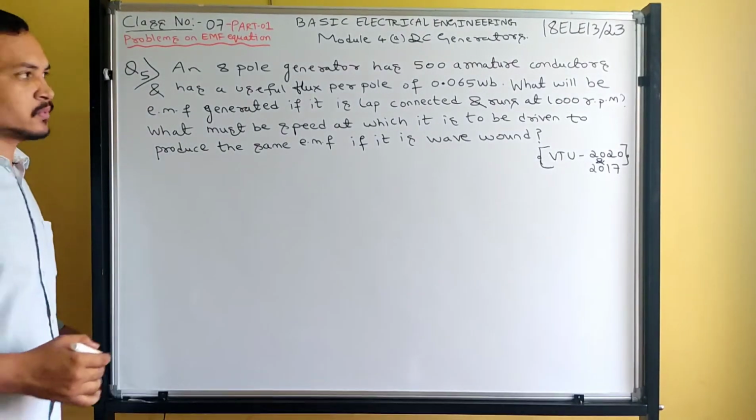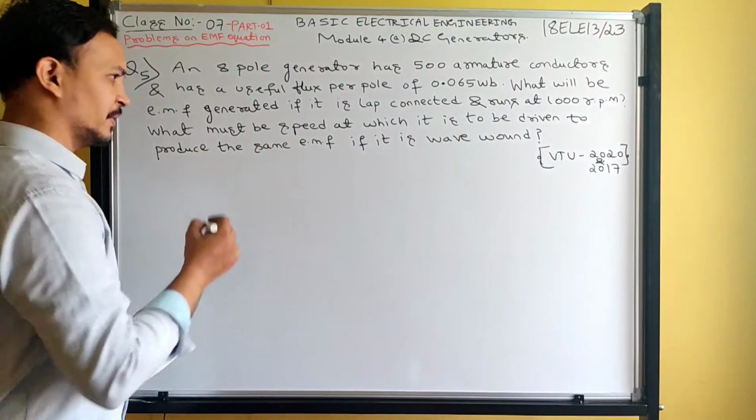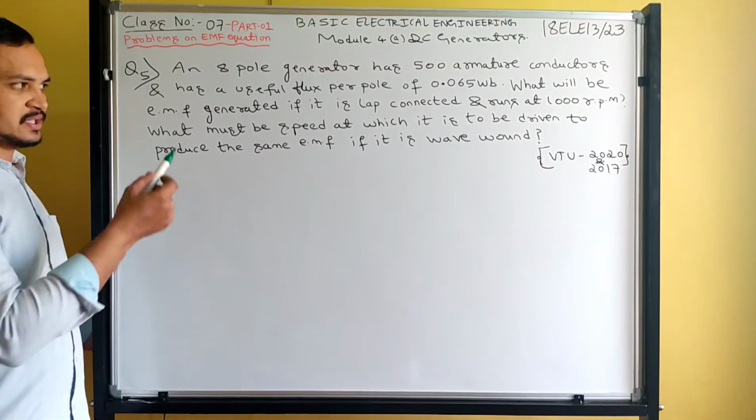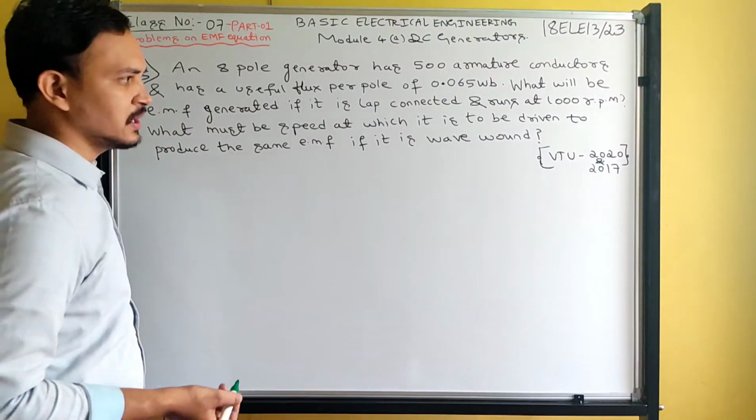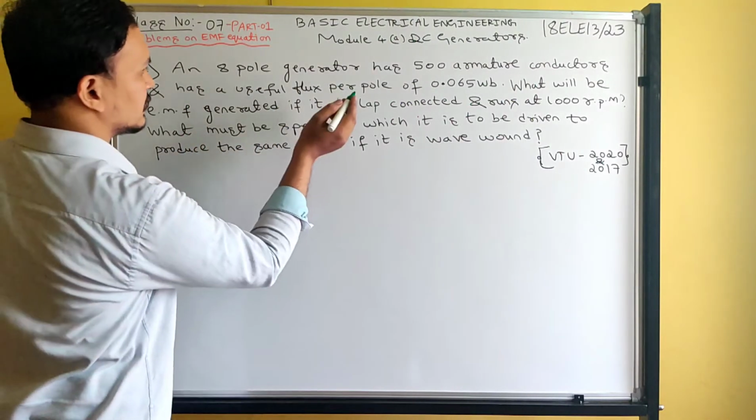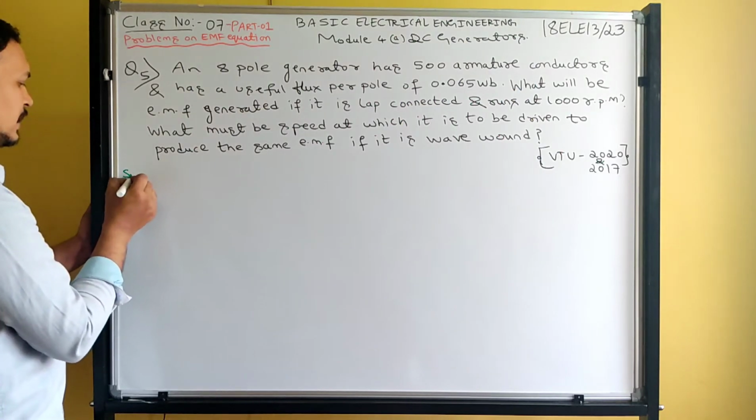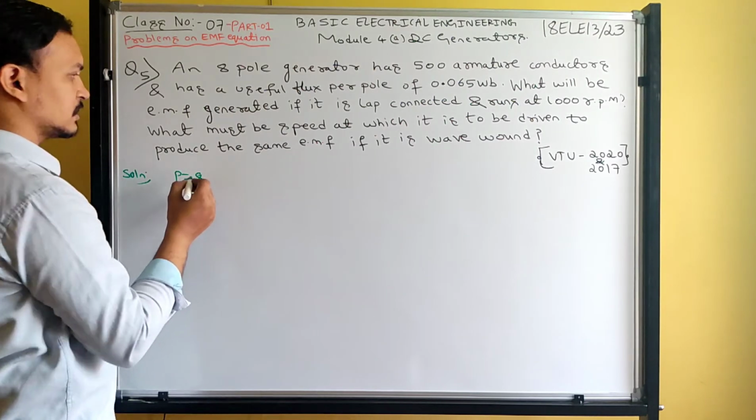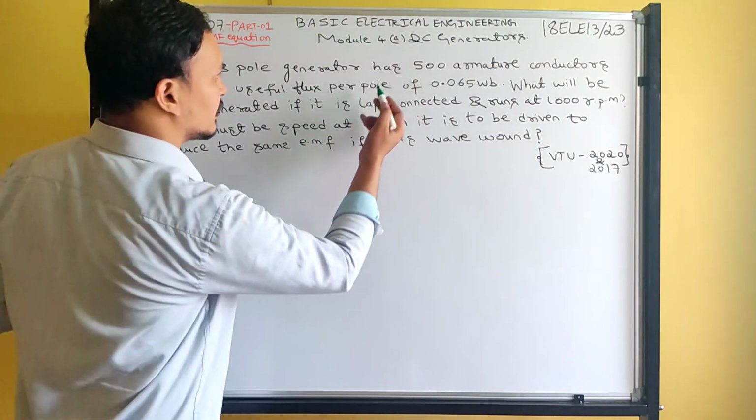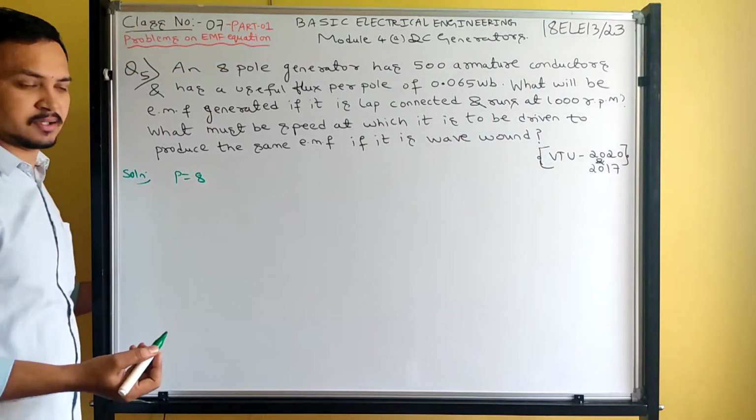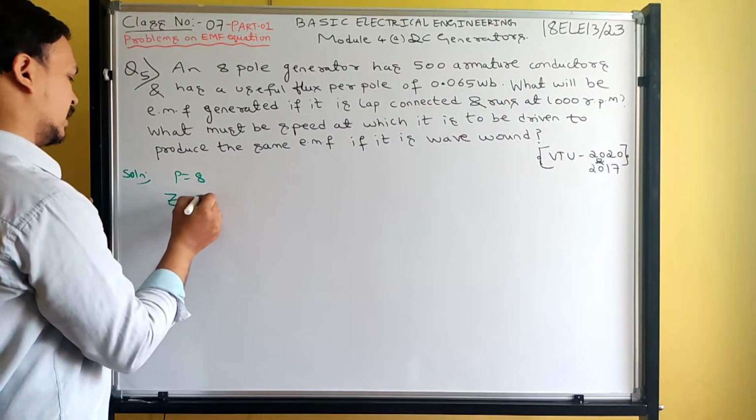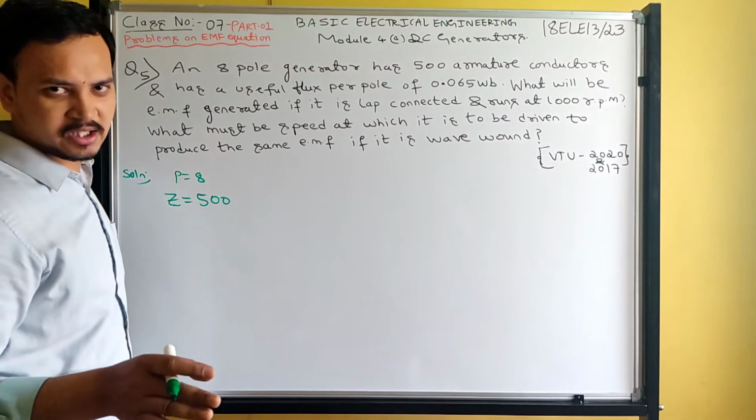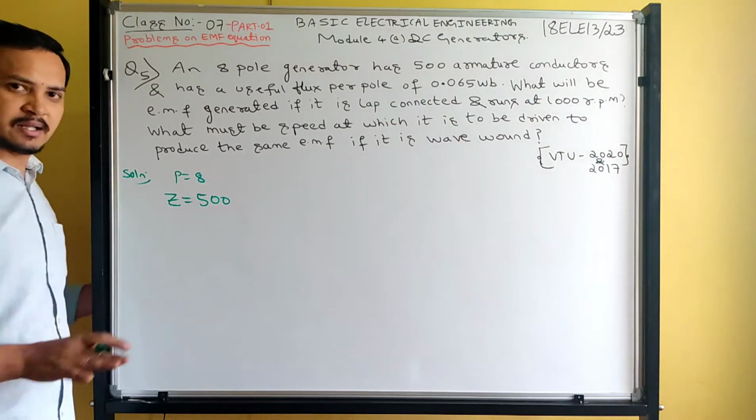Okay guys, next problem, question number 5. Very important problem. It is similar to the first problem and question number 3. This type of question is most asked in the university examination. Let's see the solution. An 8 pole generator, so the number of poles is 8. Please help me while writing the data. It has 500 armature conductors. They have given the total number of conductors directly in this problem. You need not calculate slots and conductors per slot. They have given the Z value directly.